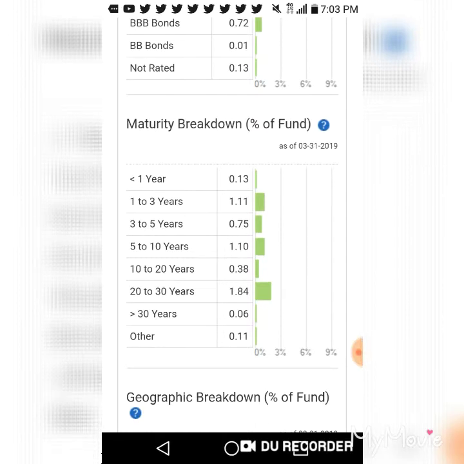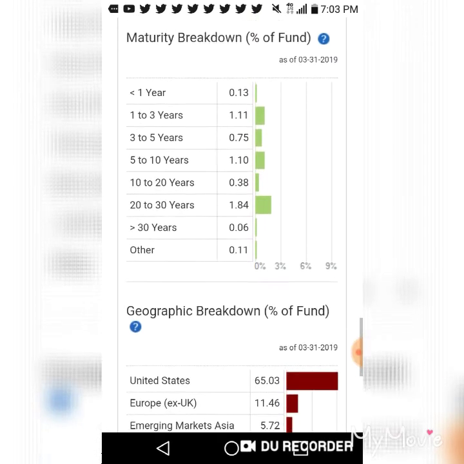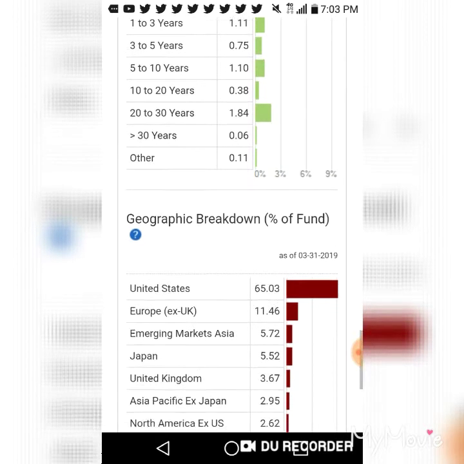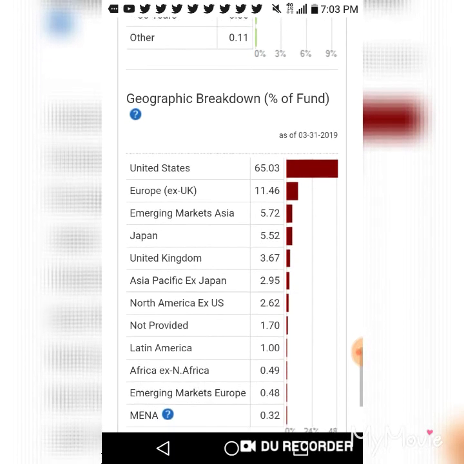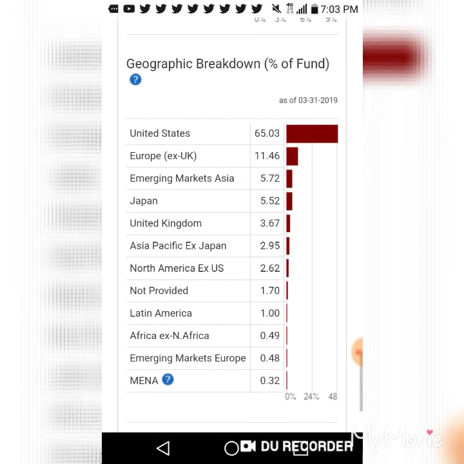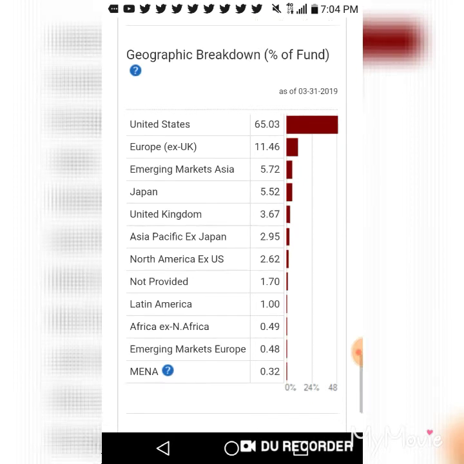AAA bonds are the most secure, but they offer the least return on your money. BBB, they're not as creditworthy. They normally offer a little bit more return because you have to take a lot more risk on those. You look at the maturity breakdown, it tells you when the maturities are normally going to expire.